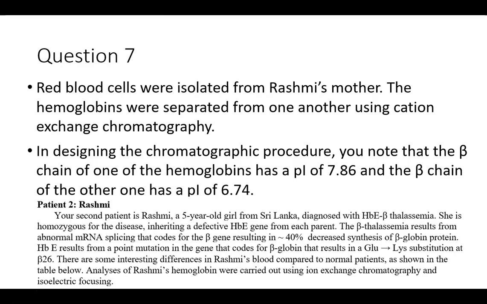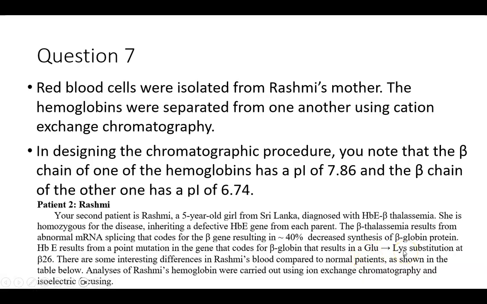So the physicians collected red blood cells, lysed the cells, and then separated the hemoglobins. You were given that the alpha chains are normal, but the beta chain of one hemoglobin has a pI of 7.86, and the beta chain of the other has a pI of 6.73. So here we can easily tell which is which because there's a glutamate to lysine substitution.